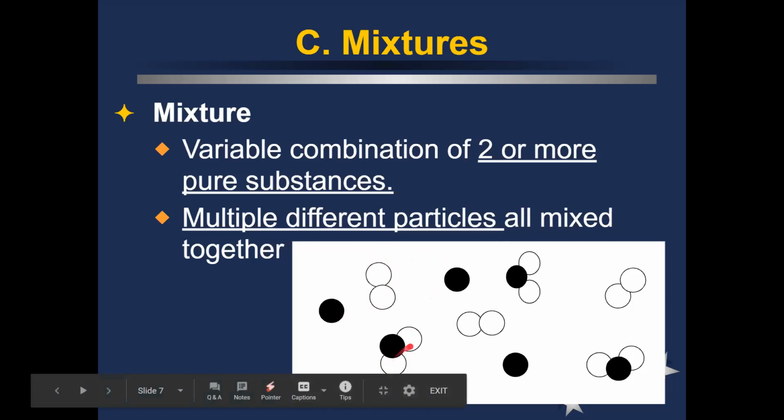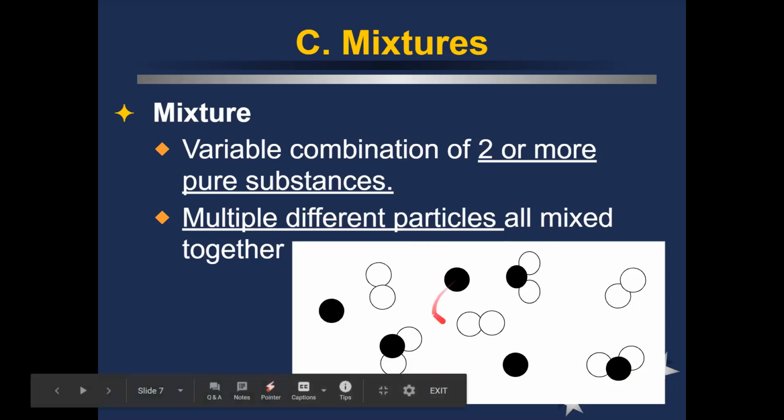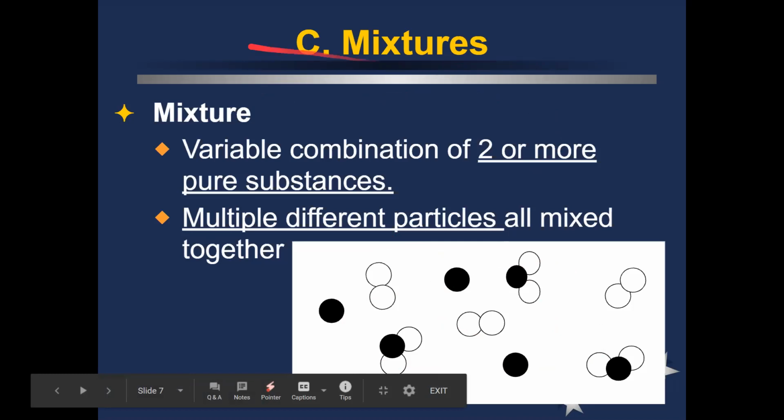Instead, our compounds are something like these guys down here. All right, so two or more different atoms together is a compound. And then when we get different elements and compounds all combined together, it's no longer a pure substance, it is now a mixture.